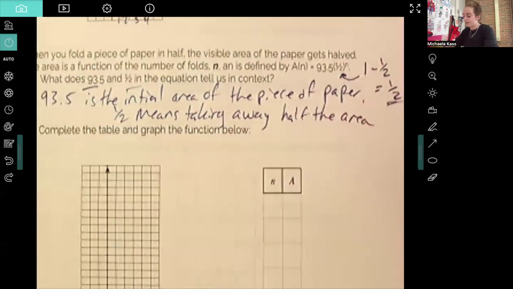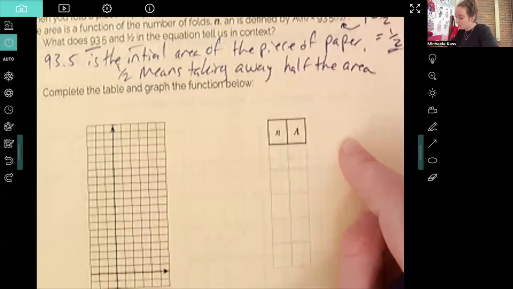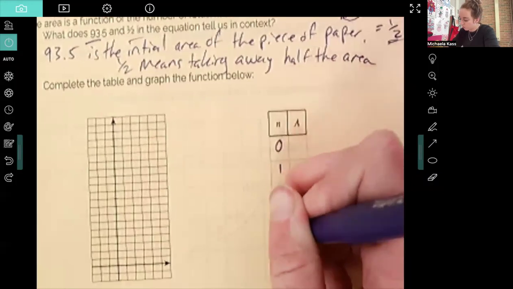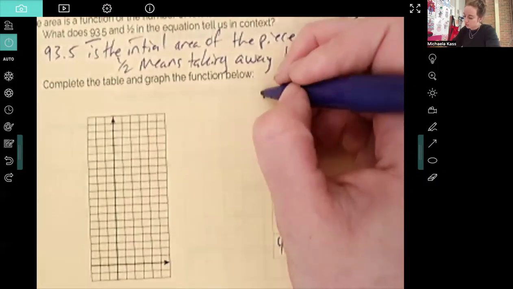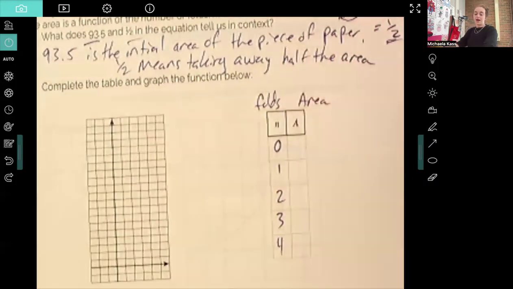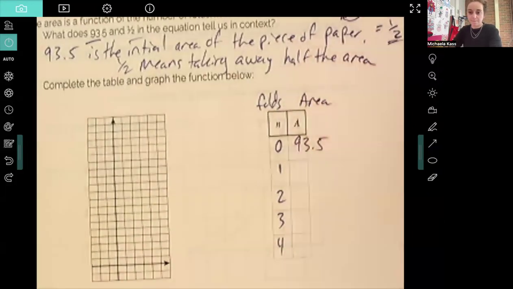Okay. All right, now we are going to fill in this table here. So again, it wants us to complete the table. We can go ahead and do the same numbers we did above with 0, 1, 2, 3, 4. Okay, N represents the folds and A represents the area. So N represents, we're going to fold it 0 times, right? If we fold it no times, what's the area of the paper? Well, it's the initial, right? So that one we should be able to get.